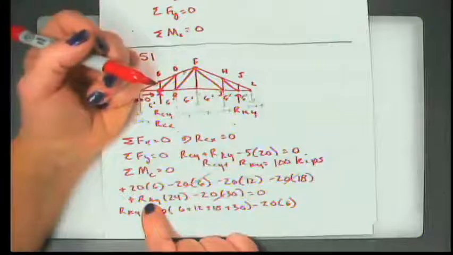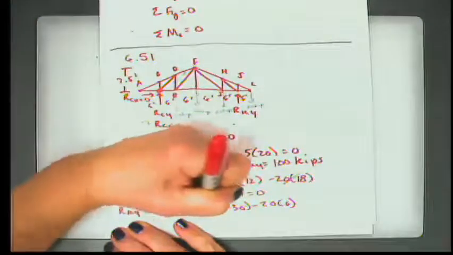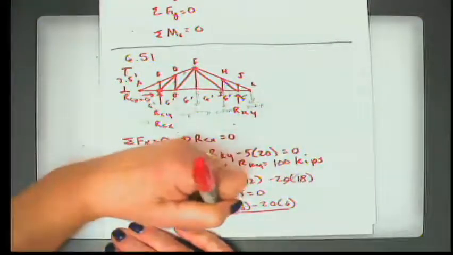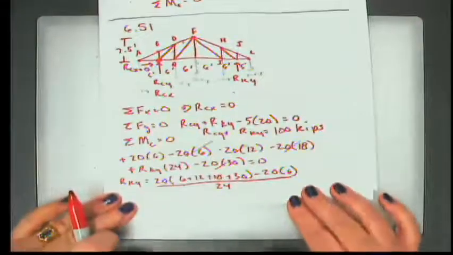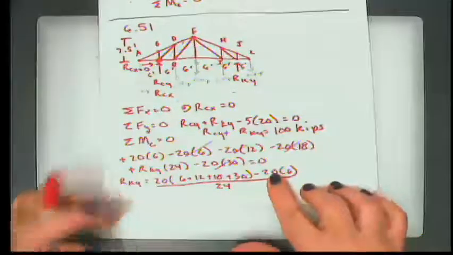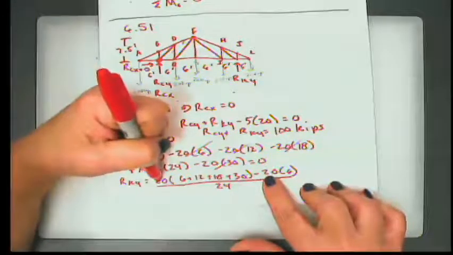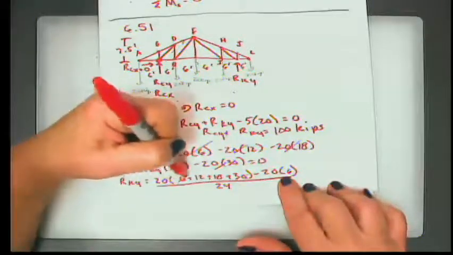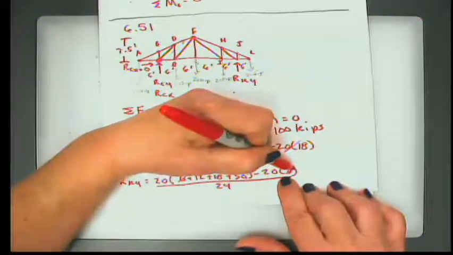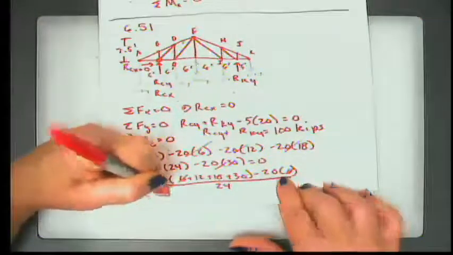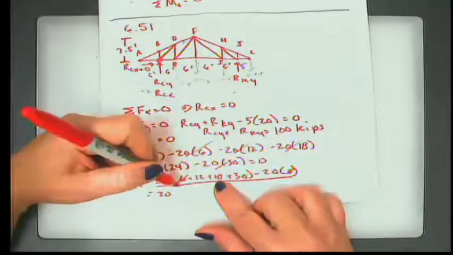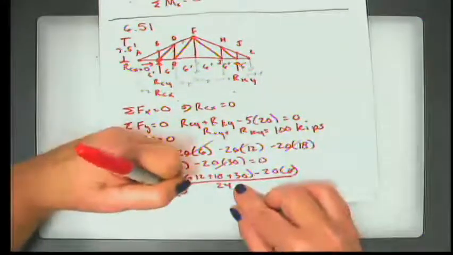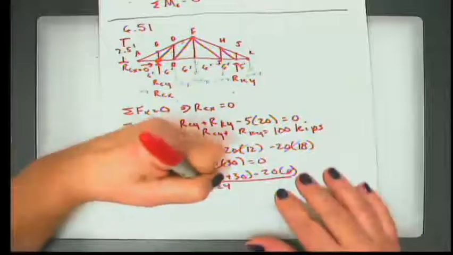And then since this is multiplied by 24, I take this entire thing and divide it by 24, and I can solve directly for R sub k in the y direction. So I can once again combine 20s together here, and I have 6 minus 6. Those two go away. And so on the top, I just have 20 times 12 plus 18 plus 30. 12 plus 18 is 30, plus 30 more is 60. Divide that by 24.